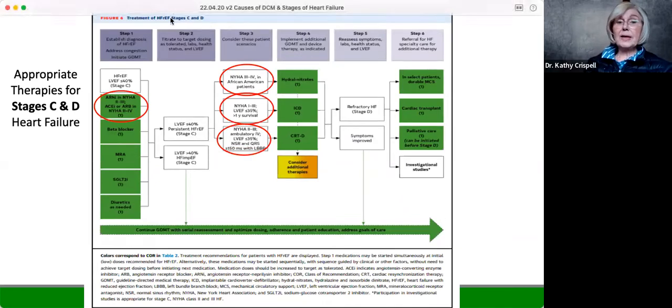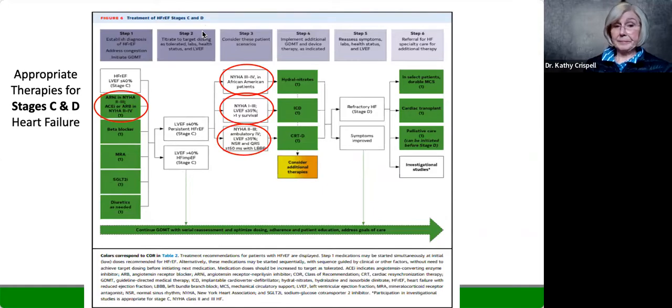Now, when it comes to stages C and D, it gets more complicated. These are usually sicker people. And of course, in the guidelines, the treatment becomes even more complicated, and the treatment of heart failure can be very complicated. But let's just look at an example here. So right here, if a person has an ejection fraction of less than 40% in their stage C, meaning that they now have symptoms of heart failure, then these are the treatments that they should be on, okay?